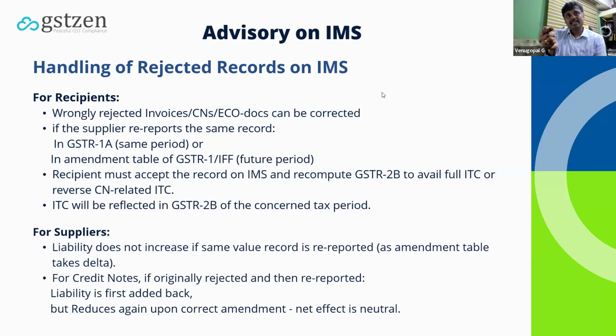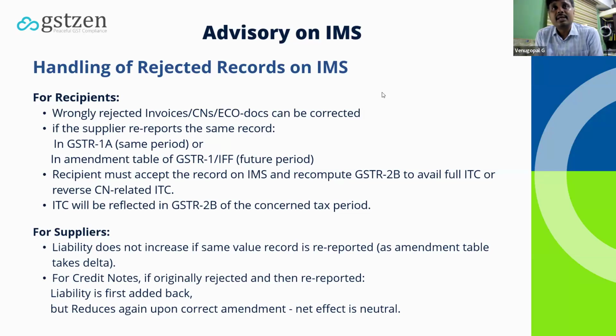Once it is rejected, the credit will not travel to the recipient's 2B, but an intimation will go to the liability of the supplier. Please note, I'm saying intimation. Just because I as a recipient rejected an invoice doesn't mean that the supplier's liability is going to come down. Supplier is acknowledging that I am making the supply. Recipient is saying received, not received. It is his duty whether to take the credit or not.